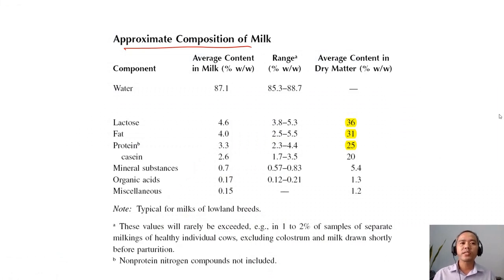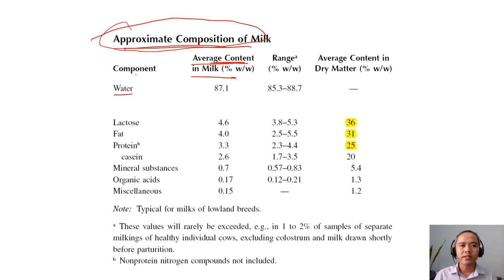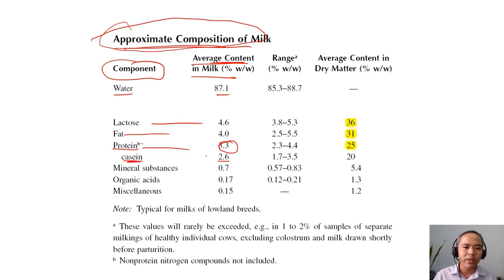So this table will tell us the approximate composition of milk, the average content in milk of what? Water. These are the main components. Water, 87.1%. Lactose, 4.6%. Lactose is a milk sugar. And then fat, 4%. Protein, 3.3%. Inside protein, we have casein. Casein, 2.6% of milk, meaning around 80% of total proteins. If you divide 2.6 by this, it will be somewhere 79-80%.